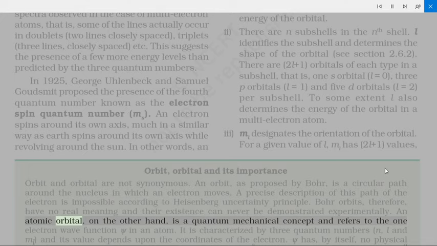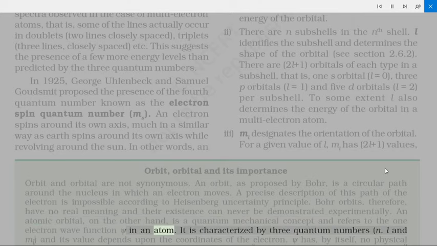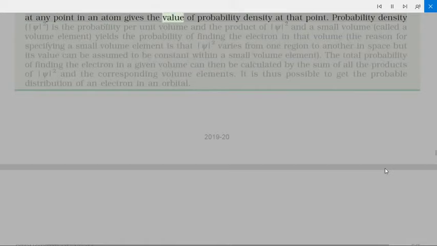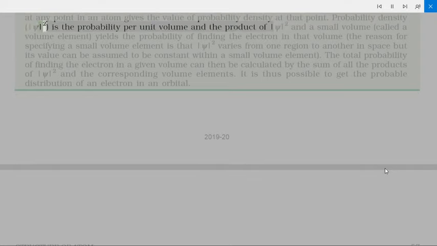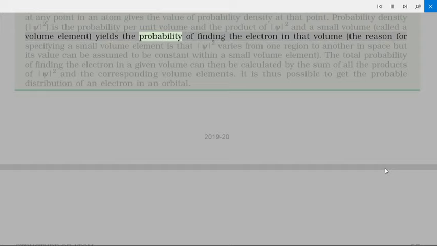An atomic orbital, on the other hand, is a quantum mechanical concept and refers to the one-electron wave function psi in an atom. It is characterized by three quantum numbers, n, l and m_l, and its value depends upon the coordinates of the electron. Psi has, by itself, no physical meaning. It is the square of the wave function, |psi|^2, which has a physical meaning. |psi|^2 at any point in an atom gives the value of probability density at that point. Probability density, |psi|^2, is the probability per unit volume, and the product of |psi|^2 and a small volume, called a volume element, yields the probability of finding the electron in that volume.